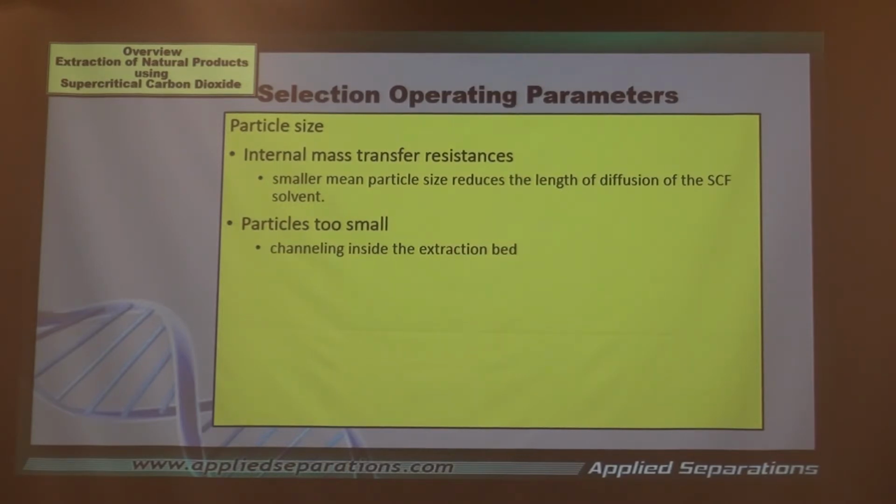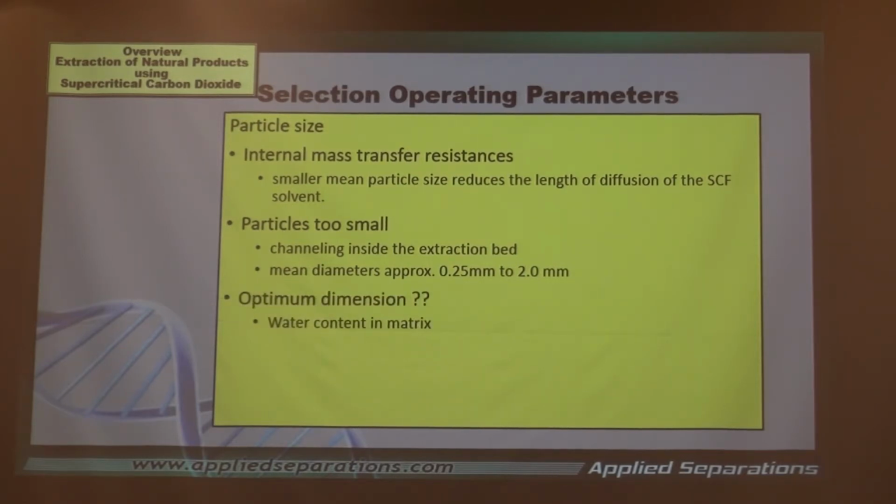Now there are some engineering ways to overcome this sort of thing. The use of baskets and forcing the packing, consistently packing the material down into the vessel, all of that helps in stopping the channeling. Typically we're looking at mean diameters of this size. For optimum dimension, certainly you want to get rid of water. Water does not aid at all. The drier, the better.